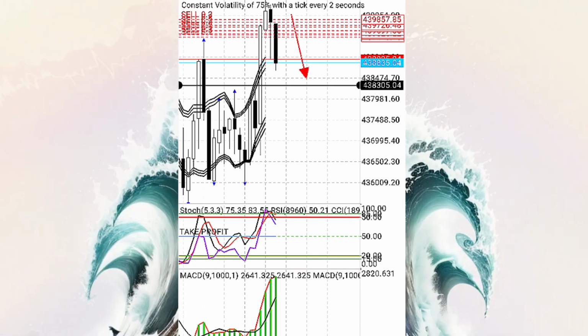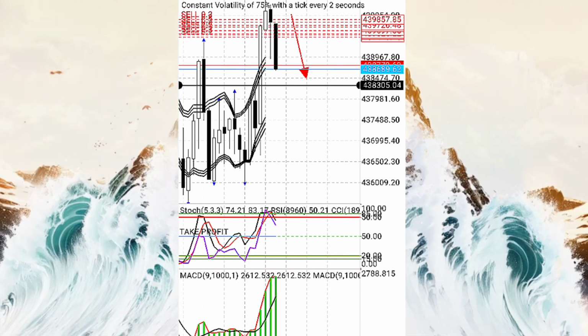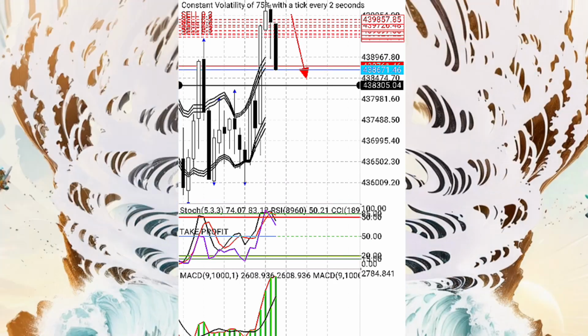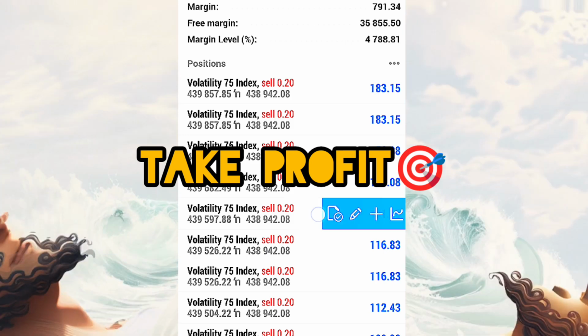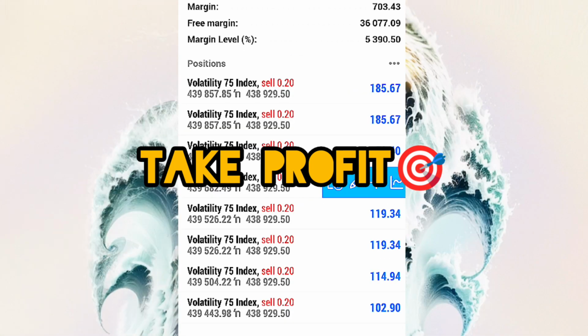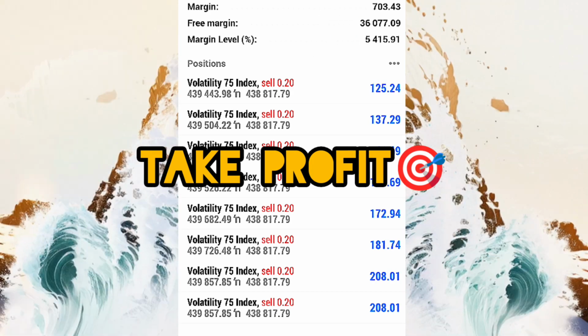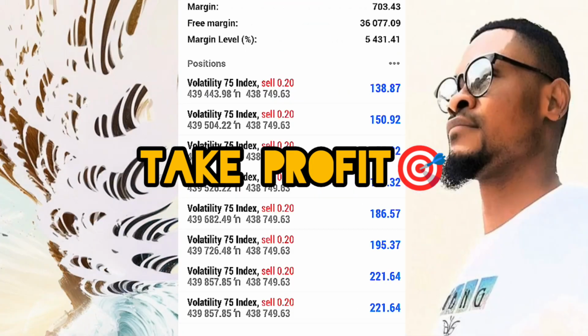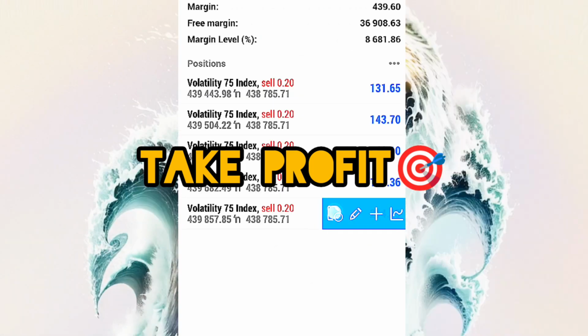I don't wait until I hit my TP. I don't always wait until I hit my TP. I've started taking profits because I need to leave the market right on time before the market will reverse. Remember, it's a scalping trade, so I have to leave the market right on time before it will go back.